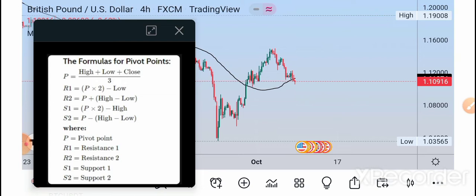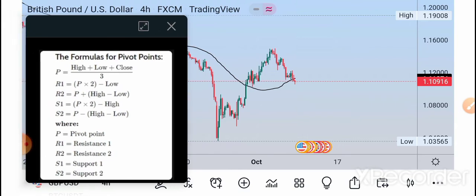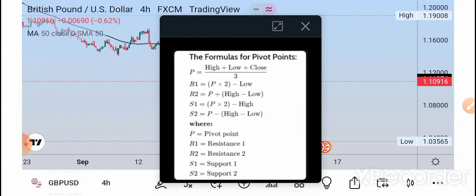But I prefer the one for day trading, so I'll use that. For the pivot points, we are going to add our high, low, and close, then divide by 3. Then for R1, R2, S1, and S2, we have their different calculations. So let's just go straight into it.